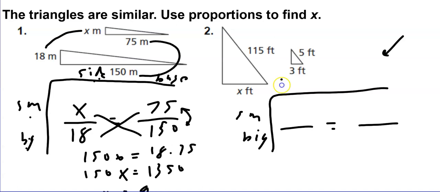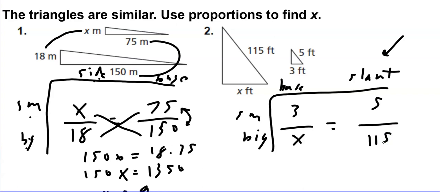So I seem to have the base and the, you can call it the slant or the diagonal or whatever you want to call it. So the small base is 3. The big base we don't know, right? The small slant is 5, and the big one is 115.